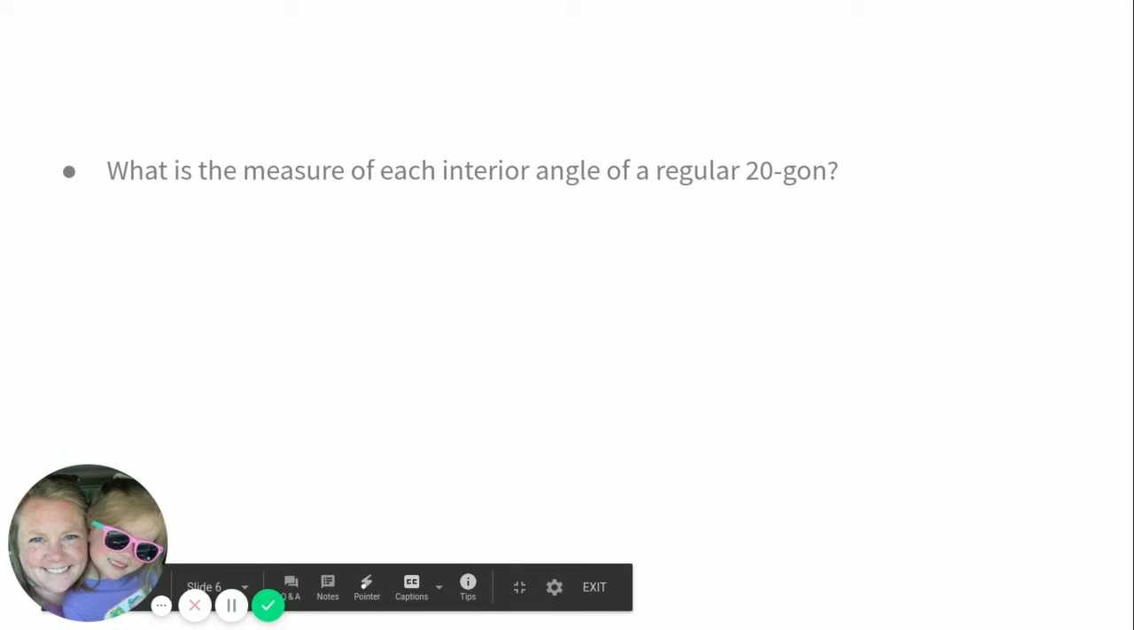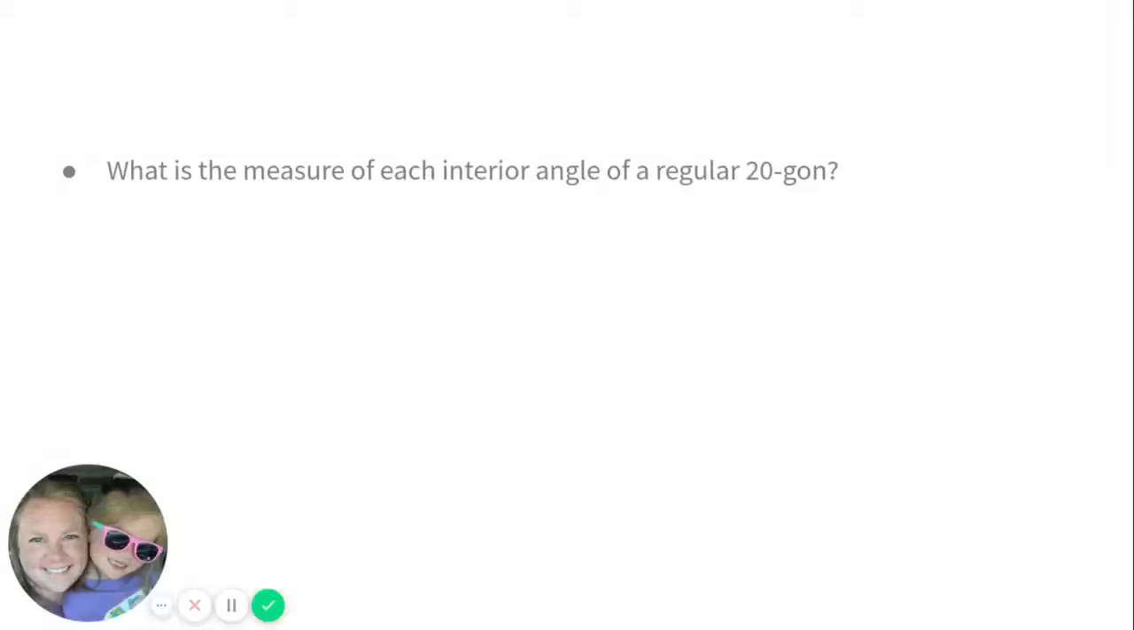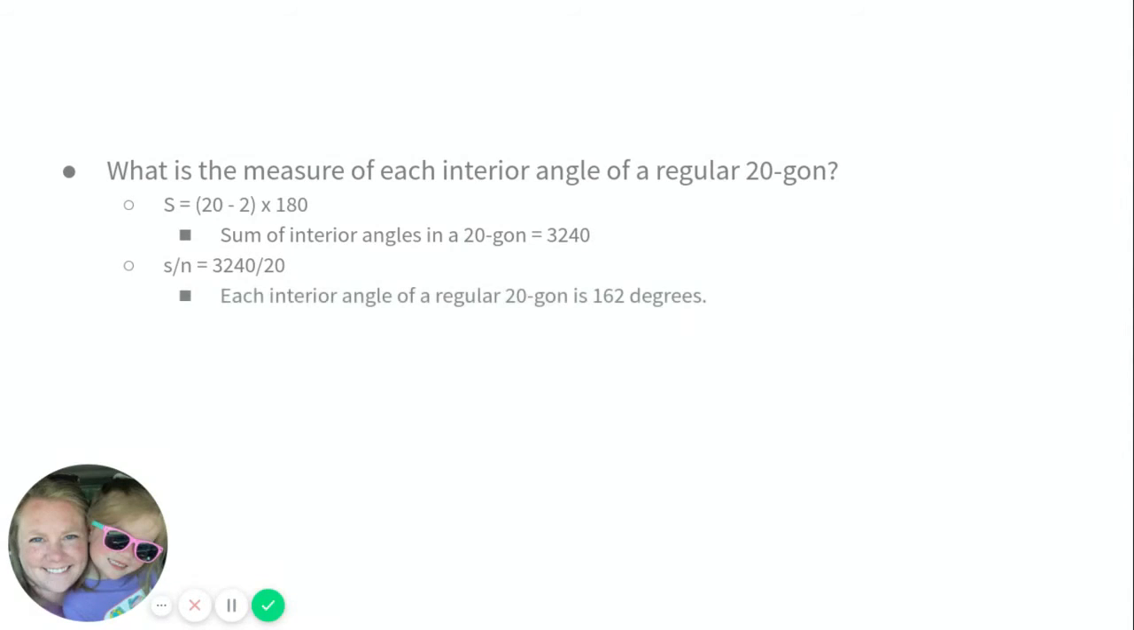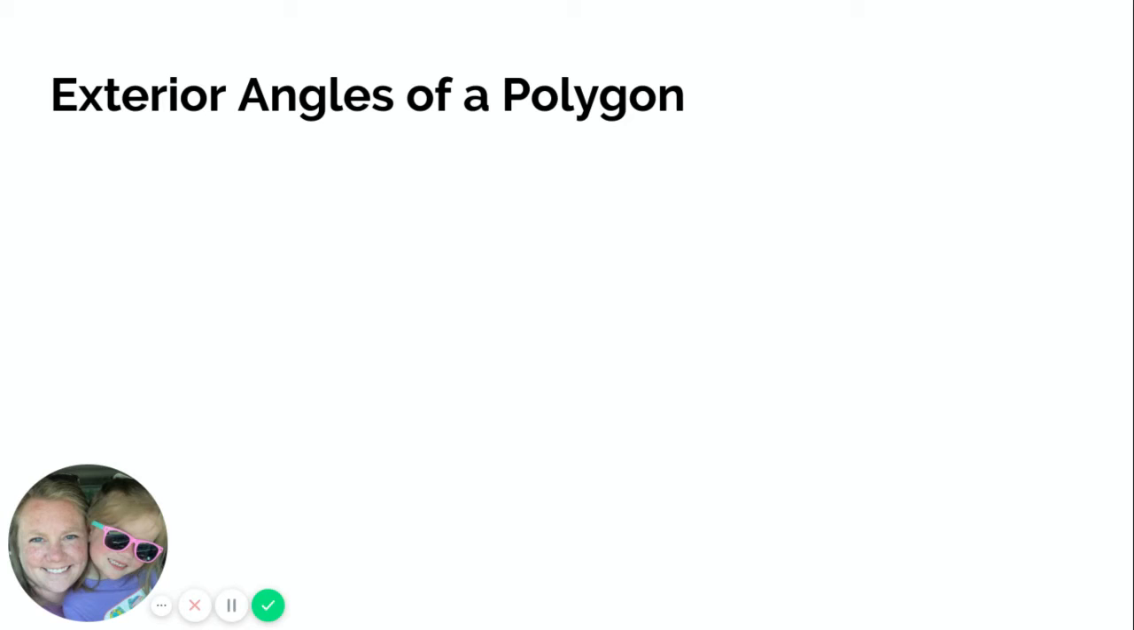All right, I want you to try this one yourself. What is the measure of each interior angle of a regular 20-gon? Let's pause the video, and then when you've got it, resume and make sure you got it right. Find the sum of the angles inside the 20-gon first. And then take the sum of the angles, divide it by the number of sides, and each angle of a regular 20-gon is 162 degrees.